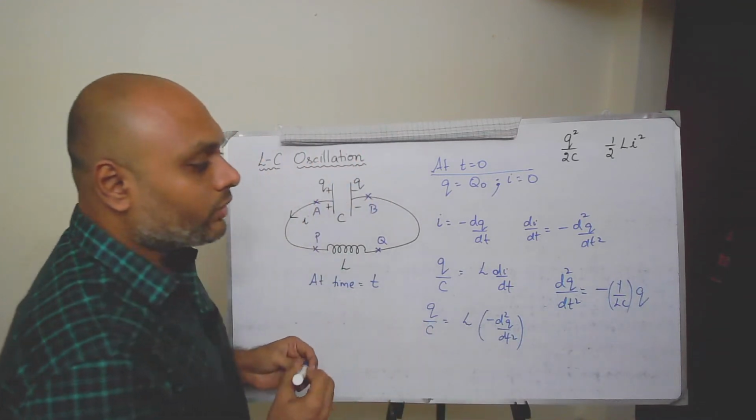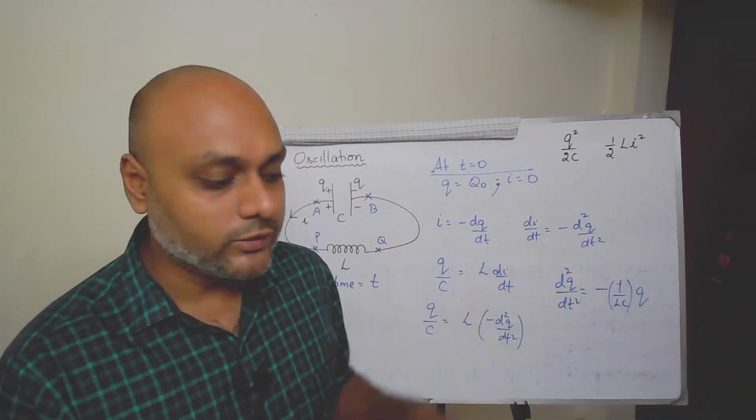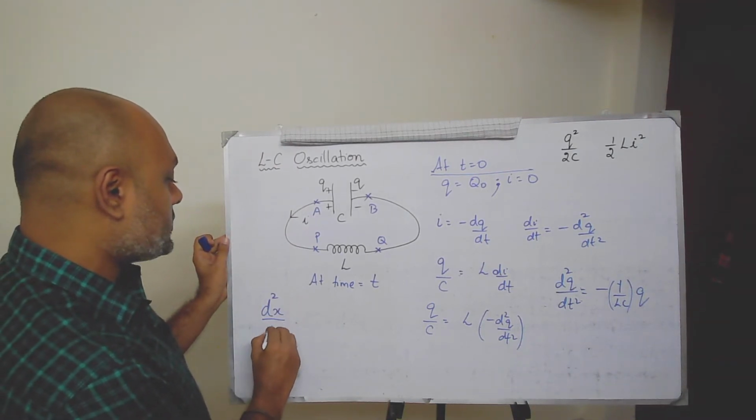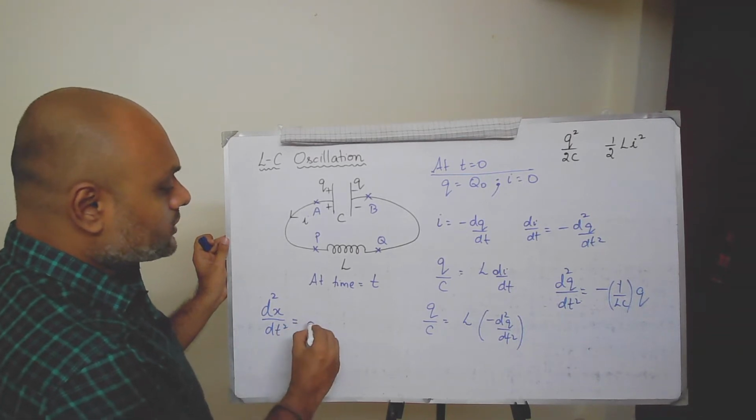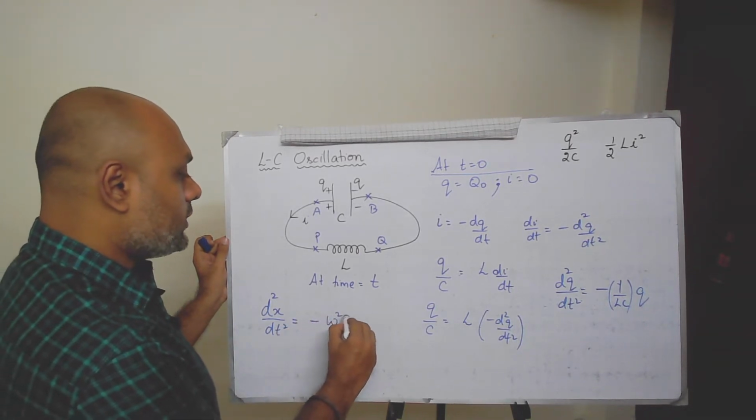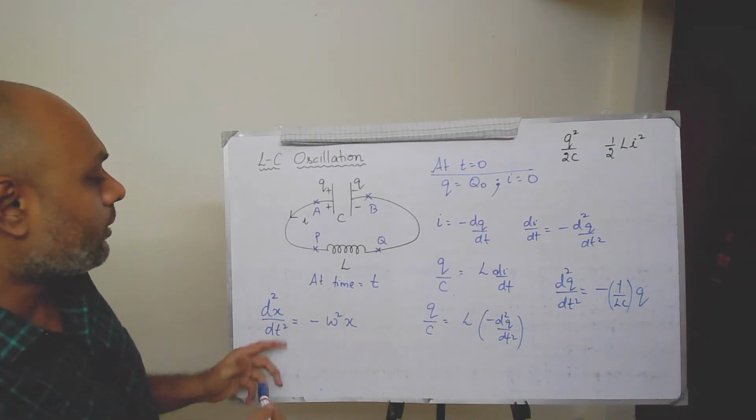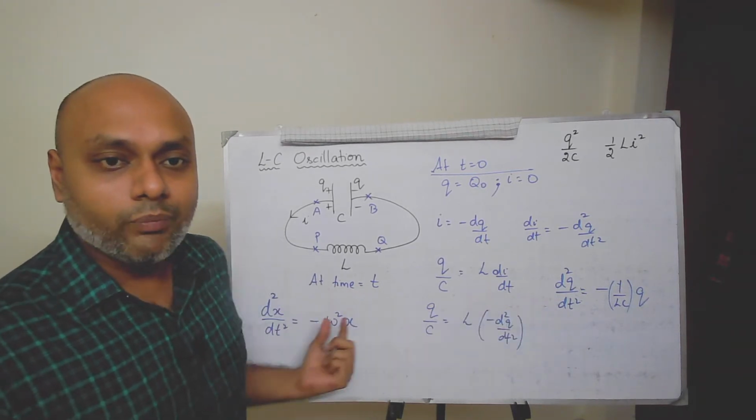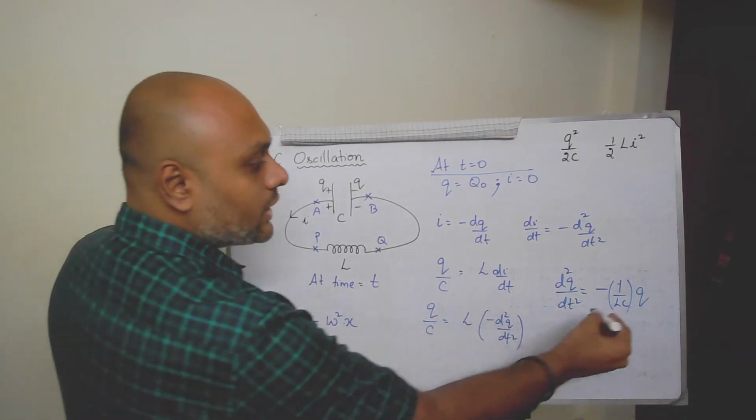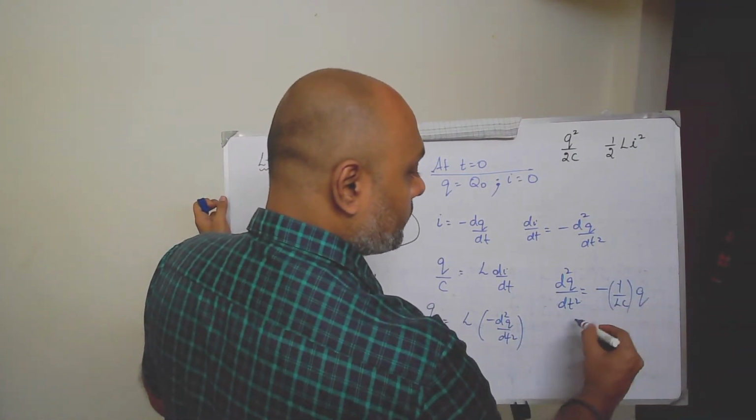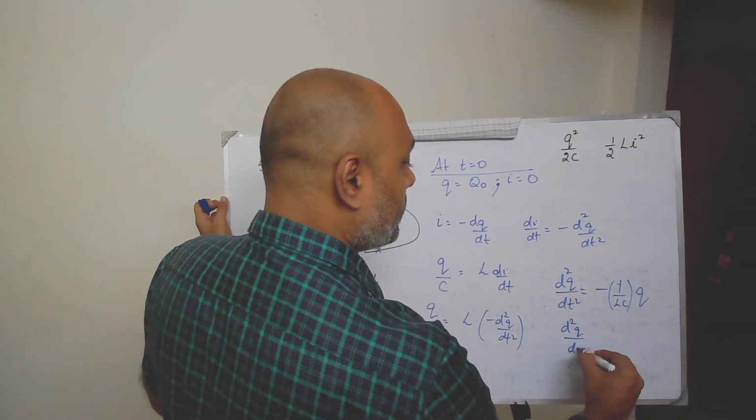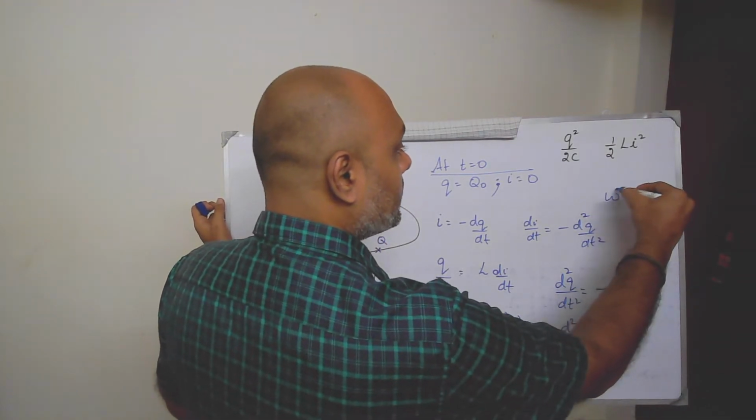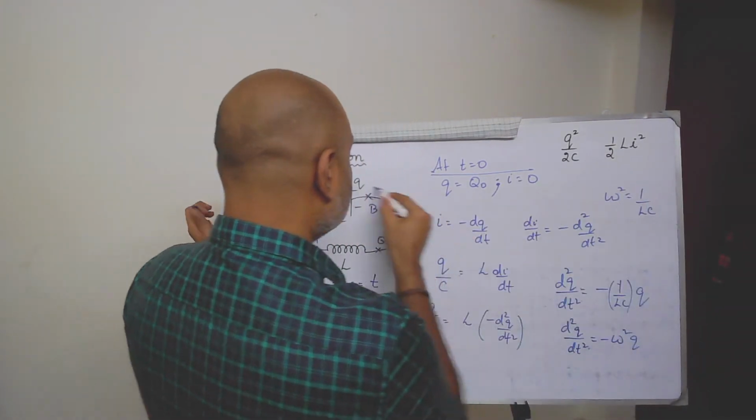Note that this differential equation is of the form of simple harmonic oscillation. If you remember, d square x by dt square equals minus a constant times x, where that constant is omega square. So it is precisely of that form, where x is nothing but q, and in place of time we have t only. So in place of x we have charge. This term 1 by LC will be represented by omega square, and we can write this as d square q by dt square equal to minus omega square q, where omega square is 1 by LC, which is the angular frequency of this particular oscillation.